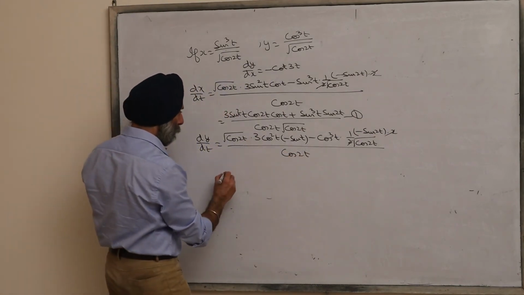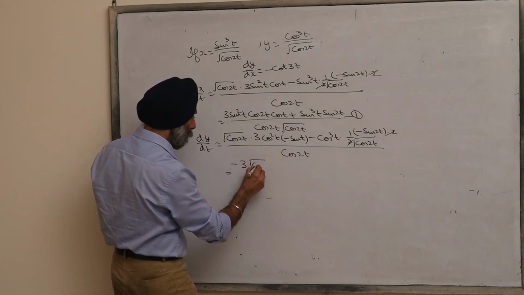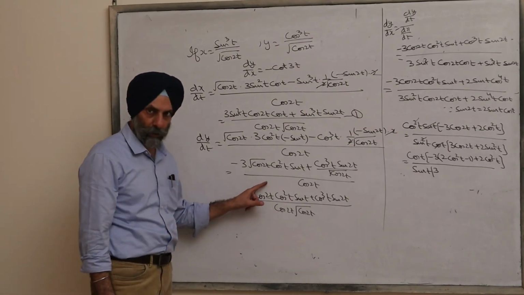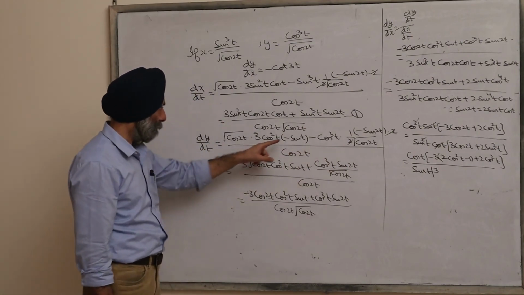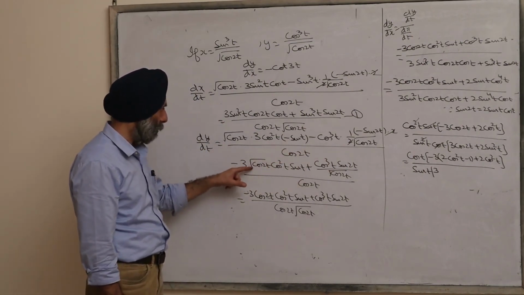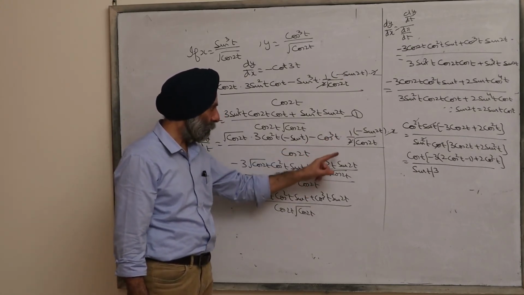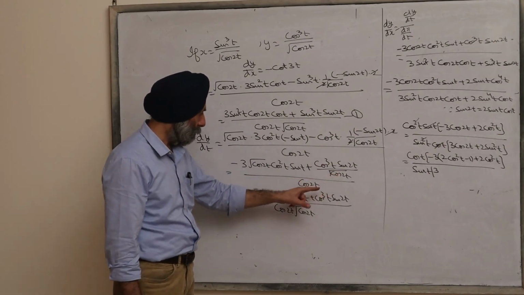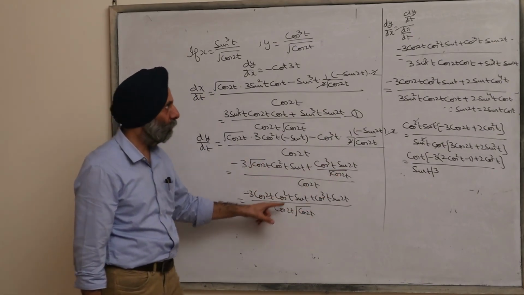So what do we have? It is minus 3 under root of cos 2t cos. So just go through all these steps. You can see here, when you take the LCM, it is with the negative sign: minus 3 under root cos 2t cos square t sin t, minus into minus plus cos cube t into sin 2t, upon under root of cos 2t upon cos 2t. Take the LCM and you will get this term.